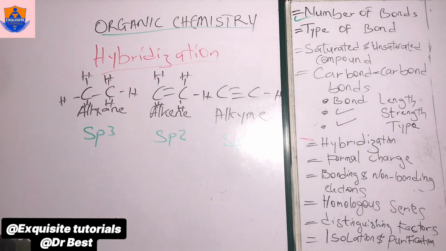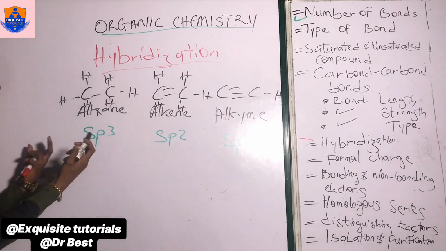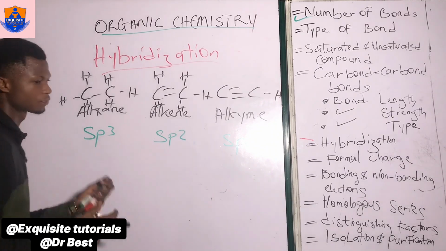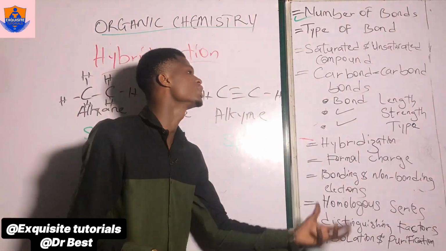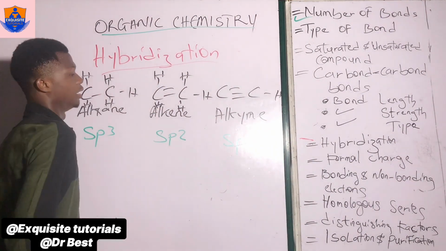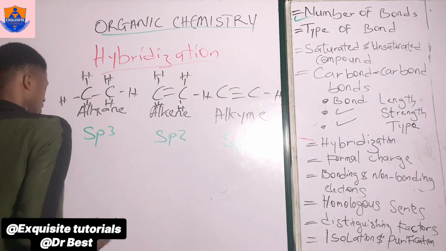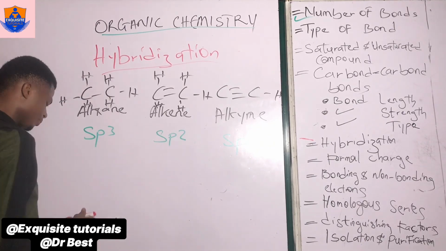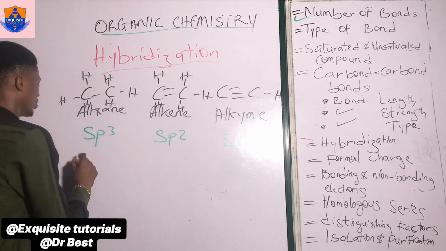Now, still on hybridization, we have different shapes of each hybrid orbital. The shape of our hybrid orbitals: we say that all sp3 hybrid orbitals are tetrahedral.